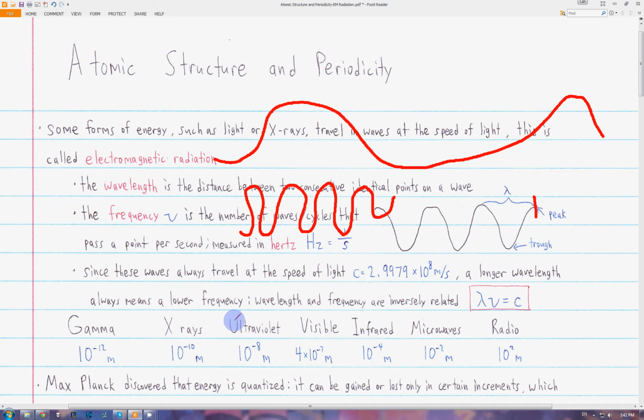So here are the different types of electromagnetic radiation, and they're classified based on their wavelengths. The shortest wavelength is the gamma radiation, and the longest is radio. And therefore, gamma is the highest frequency, and radio is the lowest frequency.